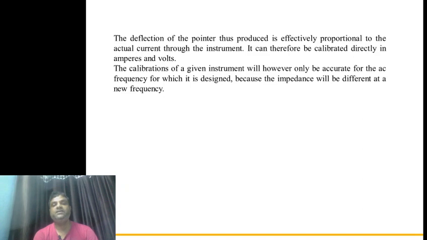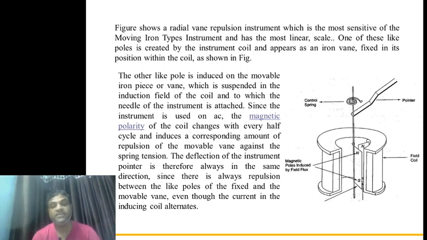The calibration of the given instrument will, however, only be accurate for the AC frequency for which it is designed, because the impedance will be different at a new frequency. Actually, when the frequency changes, the system impedance will change. Due to the change in system impedance, the current flowing in this circuit will change. Due to the change in current, our instrument gives a wrong reading or introduces error in the reading. So here the frequency also plays a very important role.